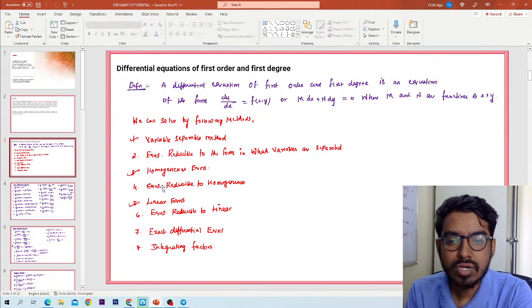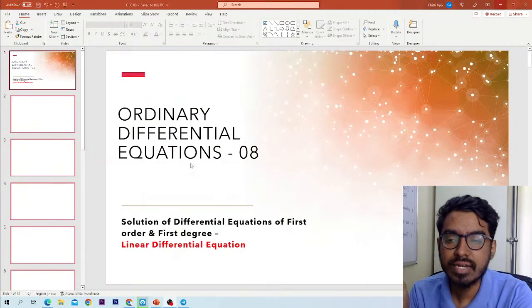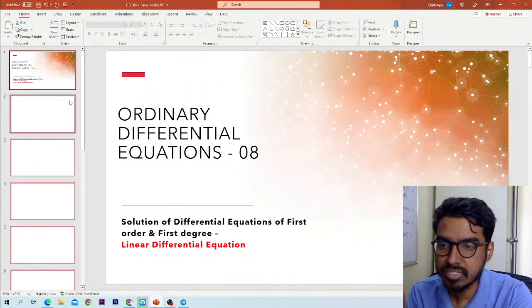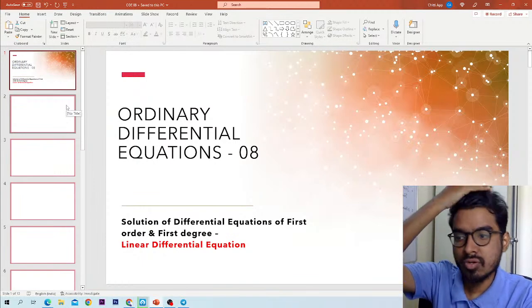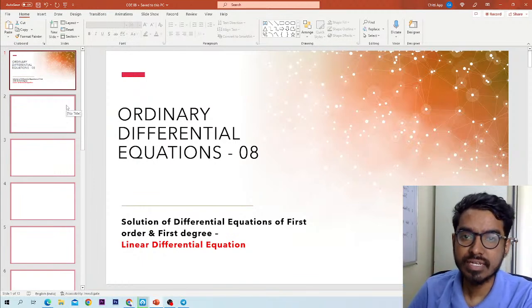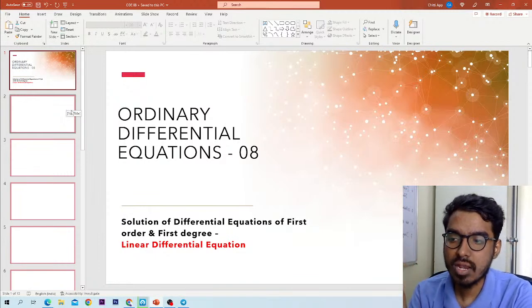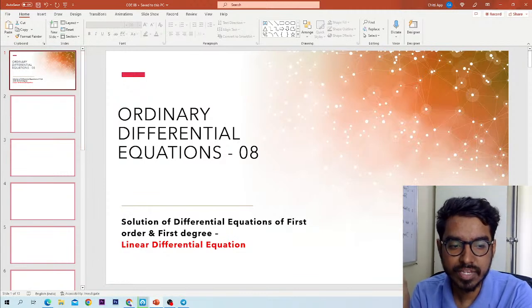So we have completed the first 4 methods: variable separable method, equations reducible to the form in which the variables are separated, homogeneous equations, and equations reducible to homogeneous. In this class, we're going to start the fifth method, which is linear differential equations. We will go through what is meant by a linear differential equation, what the general form is, and how to solve it. After that, we will do problems based on linear differential equations.